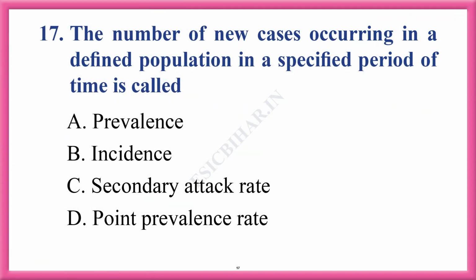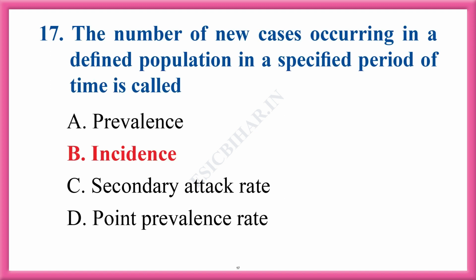Question 17. The number of new cases occurring in a defined population in a specified period of time is called A. Prevalence, B. Incidence, C. Secondary attack rate, D. Point prevalence rate. And the answer is B. Incidence.